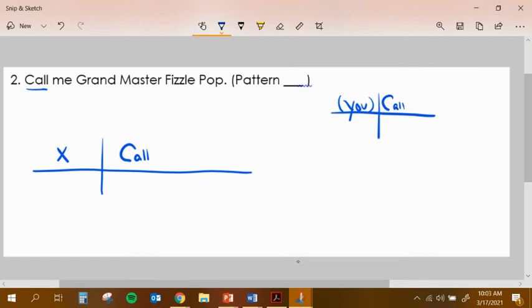So you call direct object me, and you're calling me or you're renaming me this ridiculous name, Grandmaster Fizzlepop. And that makes it a beautiful pattern 10, where this noun is renaming this noun. So that's how we would diagram an imperative sentence. You can do the same thing with the word you as your subject and continue it on that way. Easy enough. Let's go to something far more interesting than this.